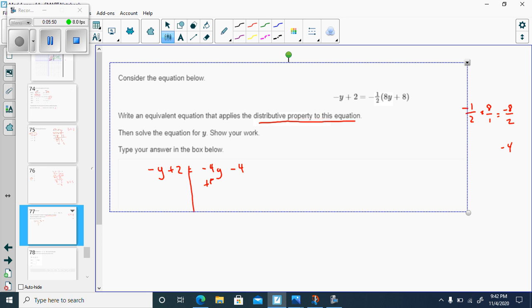Let's add 4y to each side. Since we're subtracting, we do the opposite of what's there. That would give me 3y plus 2 equals negative 4. Okay, let me subtract 2 from each side. And 3y would equal negative 6. Let's divide each side by 3. And y would be equal to negative 2. The answer is negative 2.